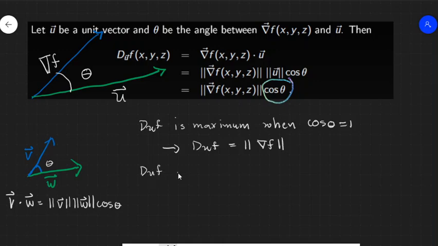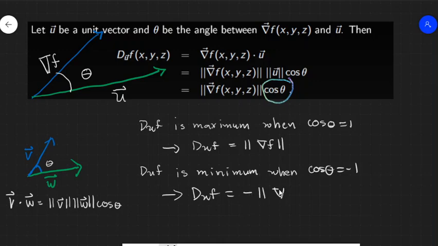On the other hand, the value of the directional derivative is minimum when cosine theta is minimum. So that is, cosine theta is -1. In this case, the directional derivative is equal to the negative of the magnitude of the gradient of f.